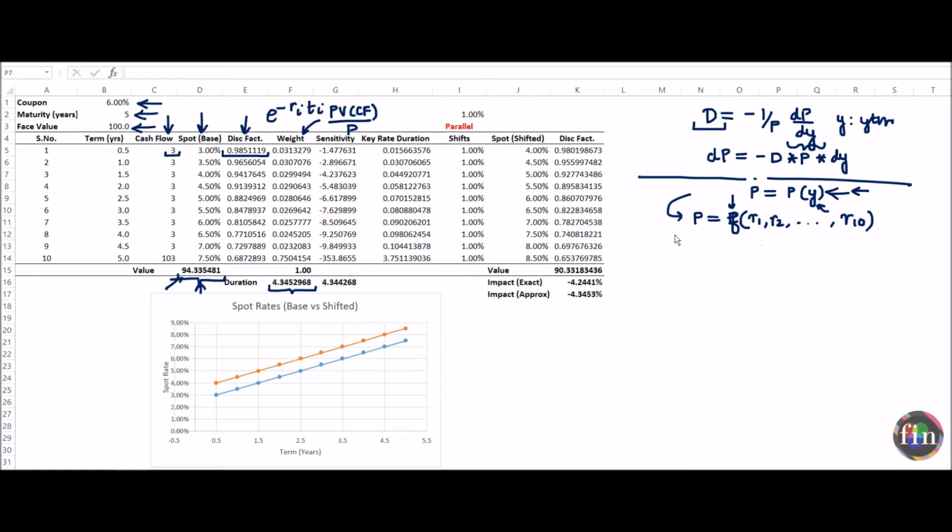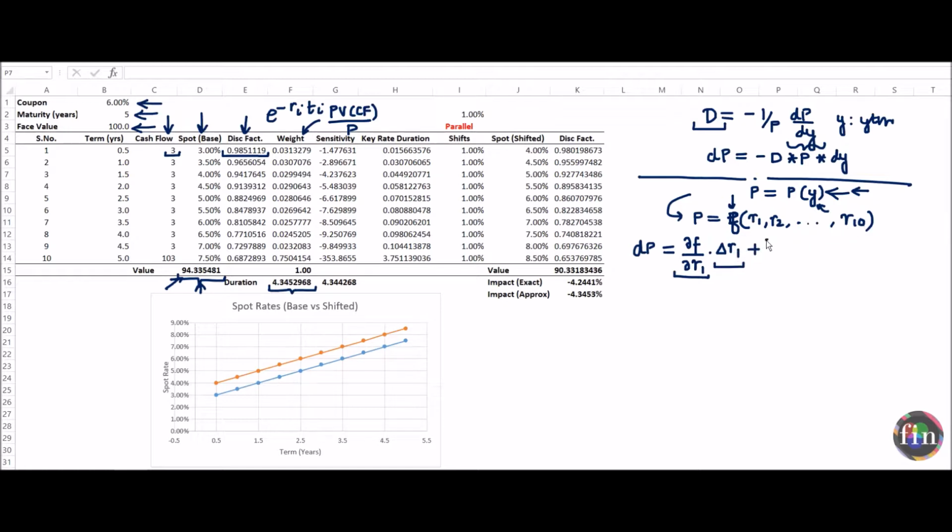Now let's do this. Based on this formula or this function, let's try and write down a first order approximation of the change in price of my bond if any of these rates were to change. So it will be the partial sensitivity of this pricing function F with respect to, let's say, the first spot rate R1, that times the change in R1, the actual change in R1. So it's like sensitivity times the actual change. And let's repeat this for all the 10 spot rates.